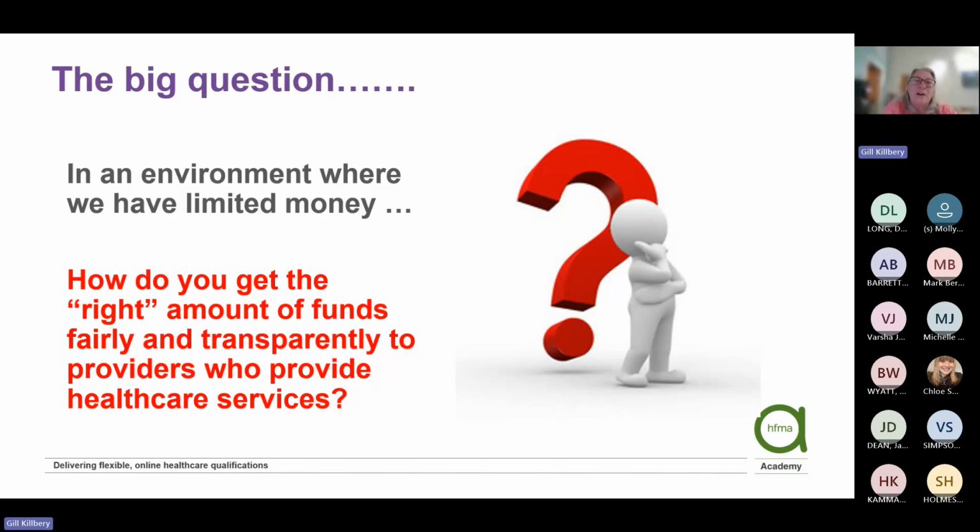So the big question we've got today, in an environment where we've got limited money, how do we make sure we get the right amount of money in a fair and transparent way to the providers that provide the healthcare services? To do that, we need a method of calculation and a method of transfer. And that's what we're going to look at.